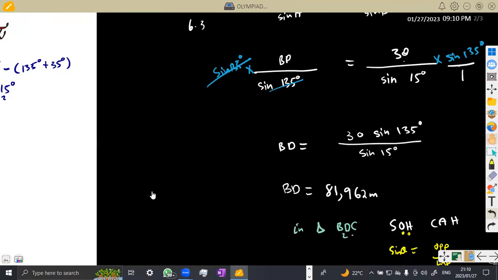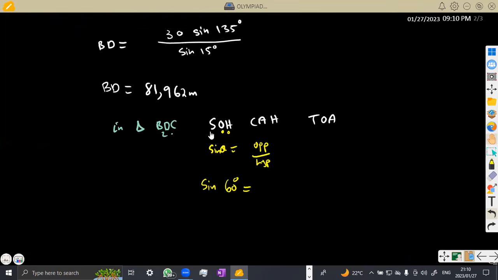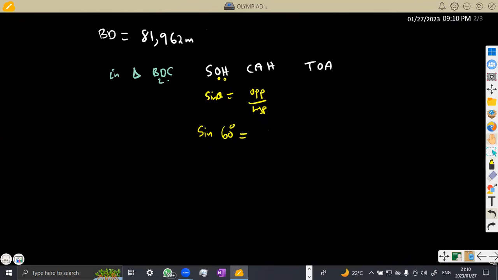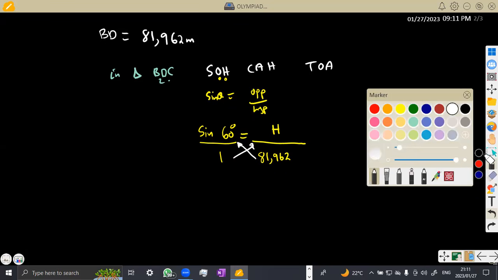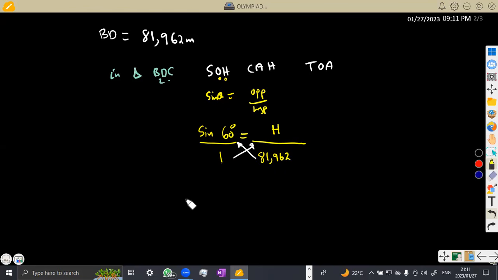Okay, so we're going to have it as H. Yes, you can write it as CD, it's fine, but you can just write it as H, since CD is represented by H. So it's going to be opposite, which is H, over the hypotenuse, which we said is 81,962. So to find H, definitely you can cross multiply here because we've got our two fractions. So it's 1 times H, 81,962 times sine 60 degrees. Okay, so 1 times H is H, which is equal to 81,962 multiplied by sine 60 degrees.